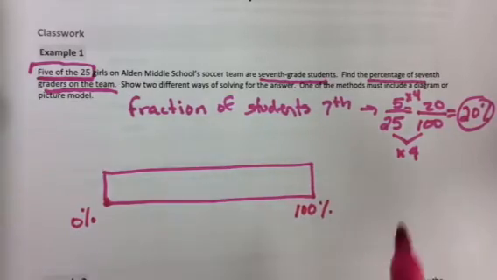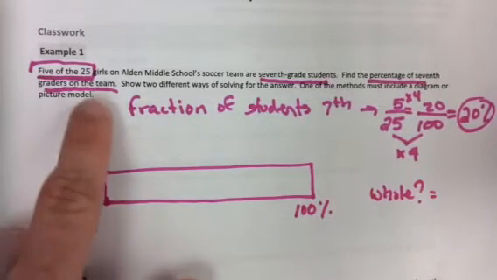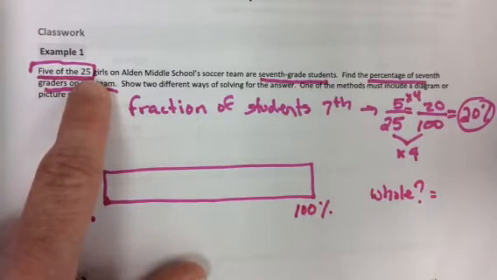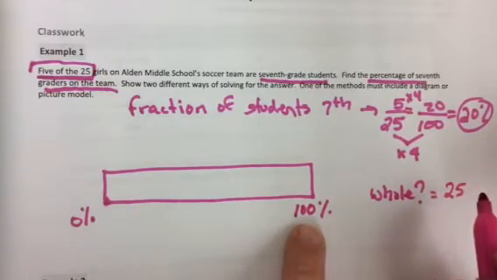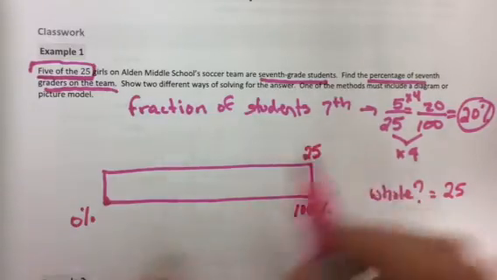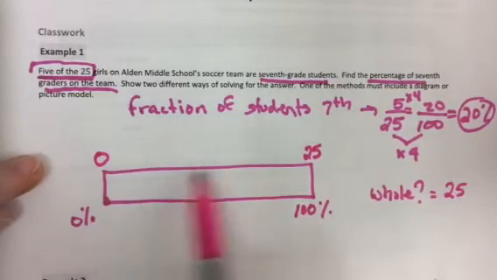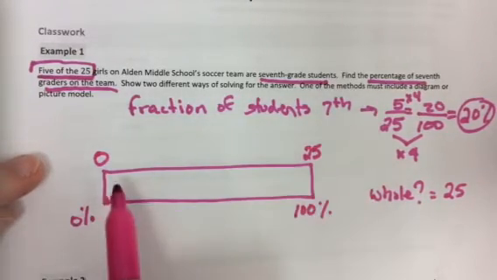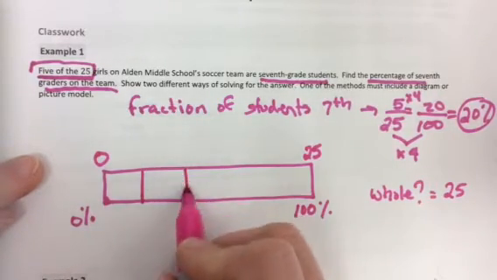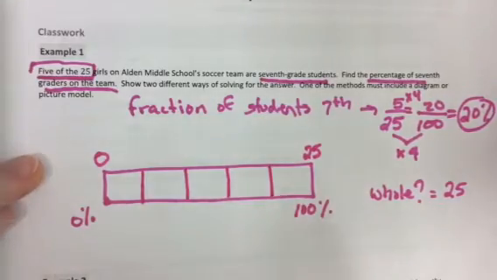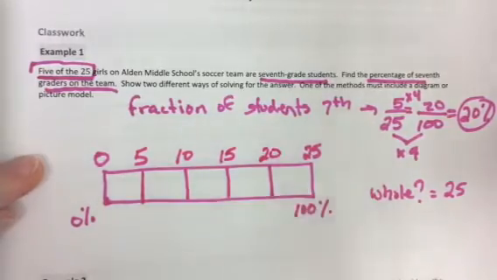So what is your whole in this case? Your whole, you should recognize, is 25, because that's just total number of soccer players, okay? So 25 is your whole. Therefore, 100% would be 25. 0% would be 0. Now you got to think about, okay, what should I divide this into between 0 and 25? I really don't want to count by 1, because that would be a lot of parts. So why not count by 5? Okay, now I can label 5, 10, 15, 20, 25.